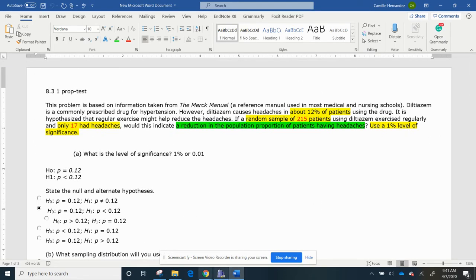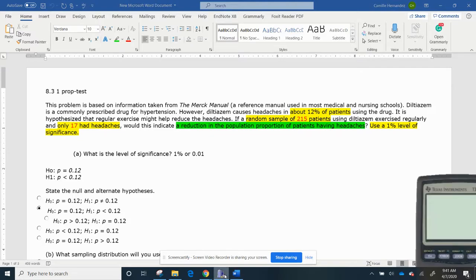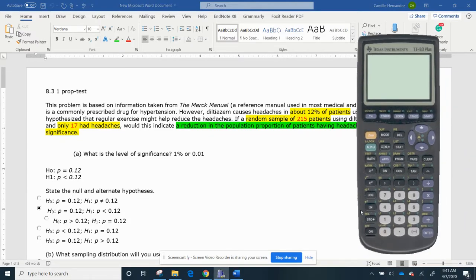I'm going to go back up here so I have all my information. Let me bring up my calculator. Turn it on. Then I'm going to go to stats, go over to test, and then go down. For me, it's 5. It's called a 1 proportion z-test. Remember, 1 mean z-test we were doing for means. This one we're doing for proportions.